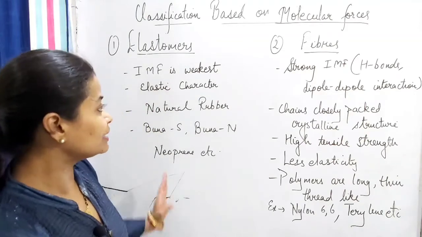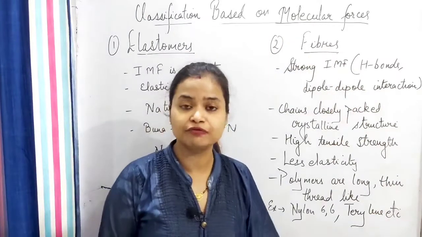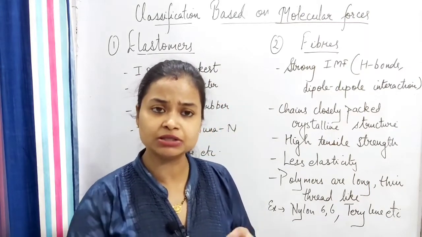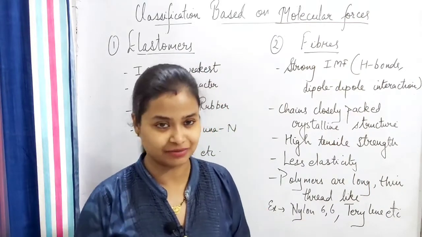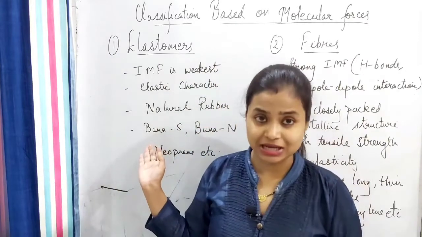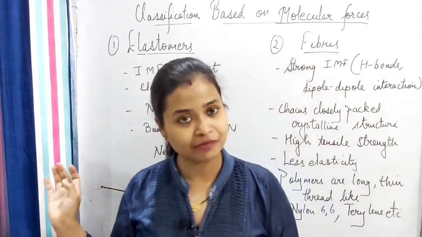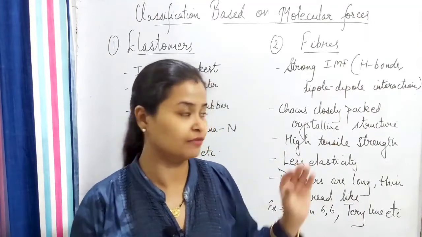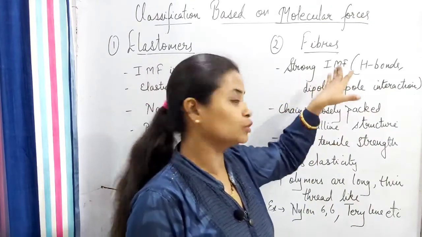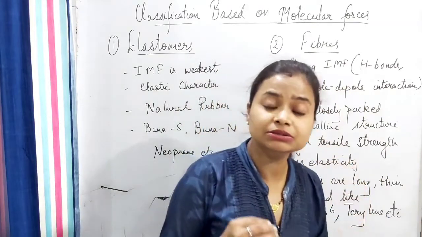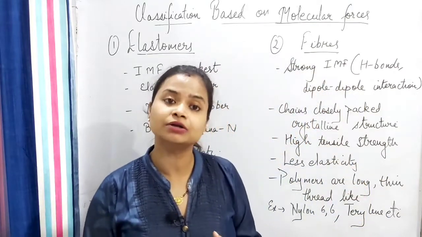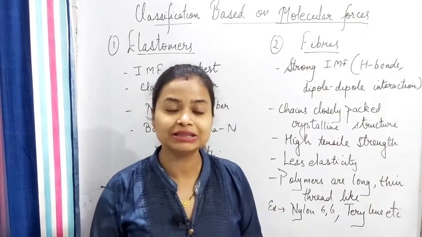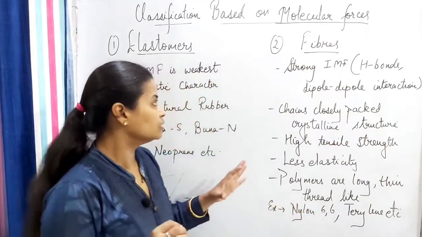Fine. Now let us come to the second one, that is fibers. Now fibers means these polymers are long, thin, thread-like. Like these polymers are elastic in nature due to weak IMF, and these are strong. They have strong IMF, that is intermolecular force. Okay, fibers, they consist of strong intermolecular forces, because of which they are thread-like. Okay, thin, thread-like, long polymers.